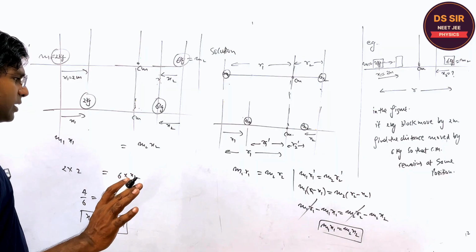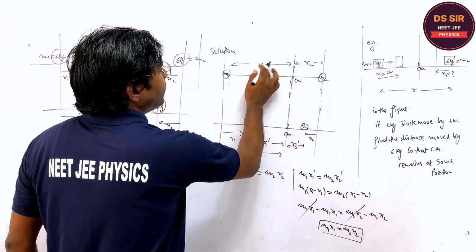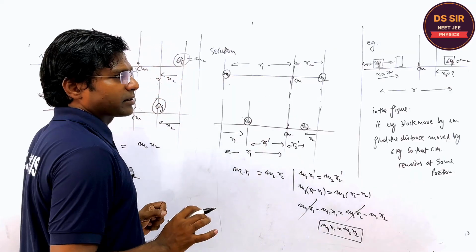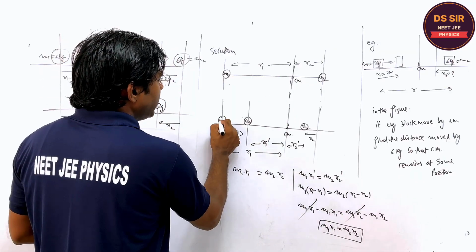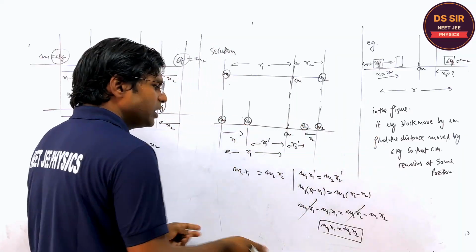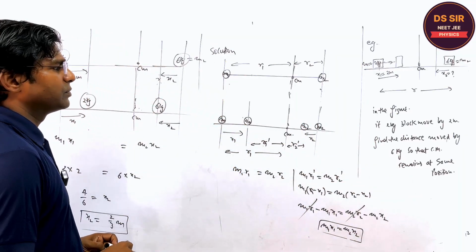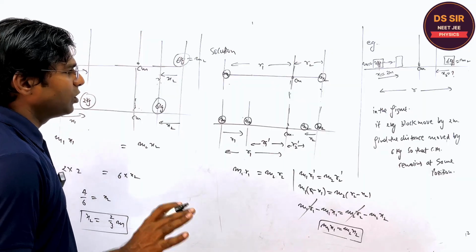Yes, sir. So there is a very important relation: m1 r1 is equal to m2 r2 is also correct. If this is m1, this is m2, and they move by x1 and x2, what is the relation in that also? m1 x1 is equal to m2 x2. Are you getting it or not?